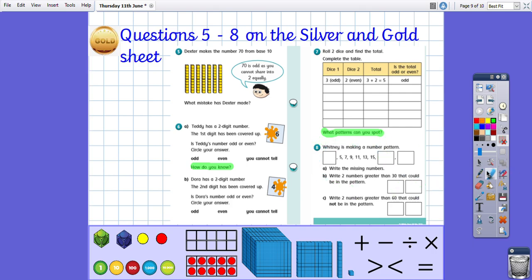And then question 8. Whitney is making a number pattern. Can you complete it? Write 2 numbers greater than 30 that could be in the pattern and 2 numbers greater than 60 that could not be in the pattern.